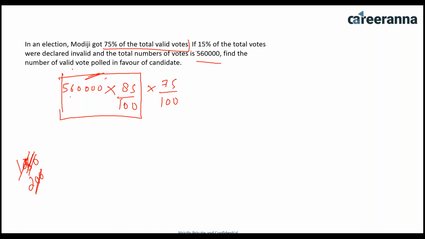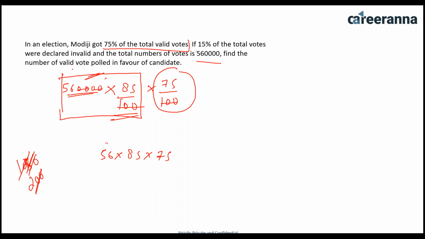So this is total votes. This is total valid votes. And now this is the votes which Modi ji got. Is it clear to all? Okay, so I have to multiply these numbers. Now I see that there is some calculation. So how can I do it? This. So 56 multiplied by 85 multiplied by 75.